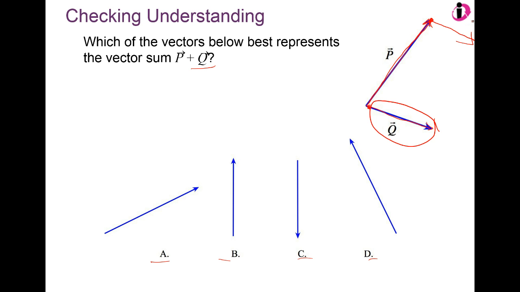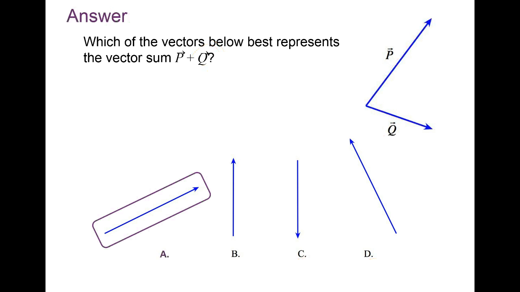So what are you left with? Well, you're left with a vector that starts at the original starting point of P and ends at the final ending point of Q. So that means it would have to be vector A. Great job. How about another one?